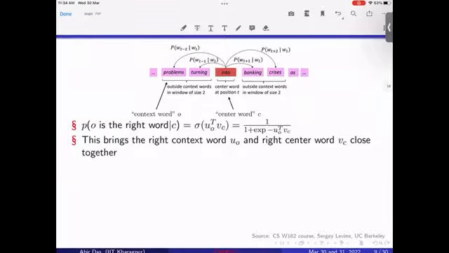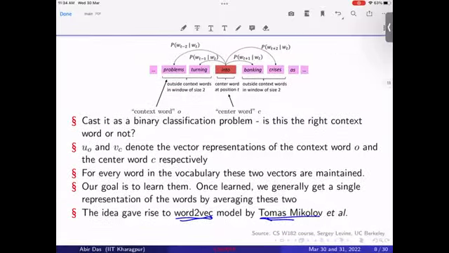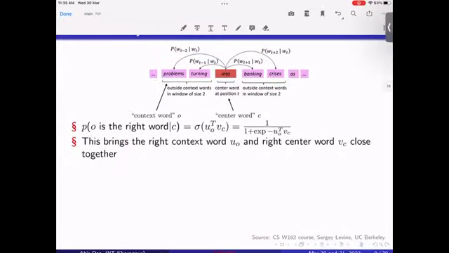Now, what did we say? That we will cast it as a binary classification problem. Is this the right context word or not? So it will give some sort of probability between 0 and 1, whether it's a right context word or a wrong context word. So what is the probability that O is the right word?